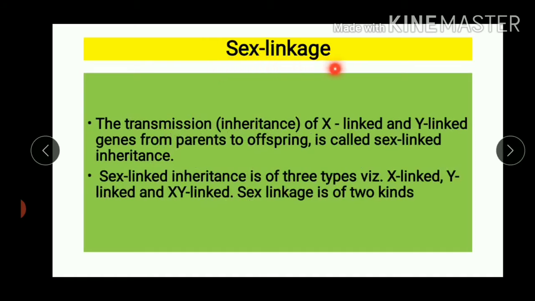Now come to sex linkage. The word itself indicates that if linkage is associated with sex, then it is called sex linkage. The transmission or inheritance of X-linked and Y-linked genes from parent to offspring is called sex-linked inheritance. Sex-linked inheritance is of 3 types, namely X-linked, Y-linked and XY linked. Sex linkage is of 2 kinds.